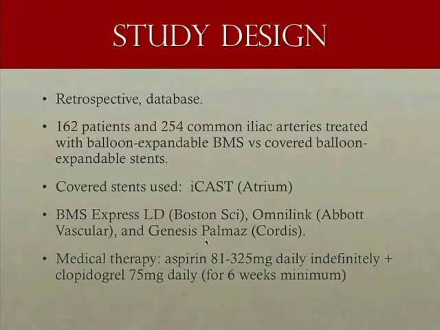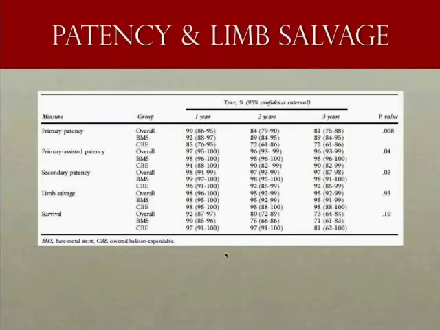a total of 254 common iliac arteries treated either with a balloon expandable bare metal stent or a balloon expandable covered stent. The covered stent that was used was the iCast stent by Atrium, and the bare metal stents that were used in the patients in this registry included the Express stent by Boston Scientific, the OmniLink by Abbott, and the Genesis Palmaz by Cordis. Again, medical therapy pretty standard for most of us in clinical practice. Aspirin plus clopidogrel for 6 weeks minimum. And the endpoints that were looked at were primary patency, primary assisted patency, secondary patency, limb salvage, and finally survival.